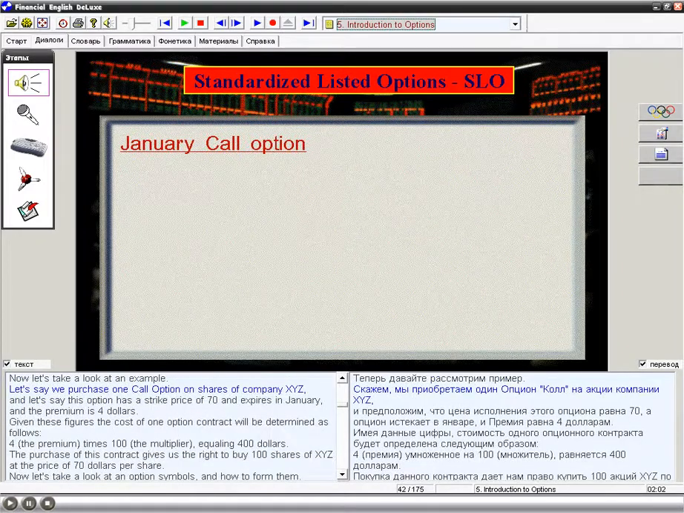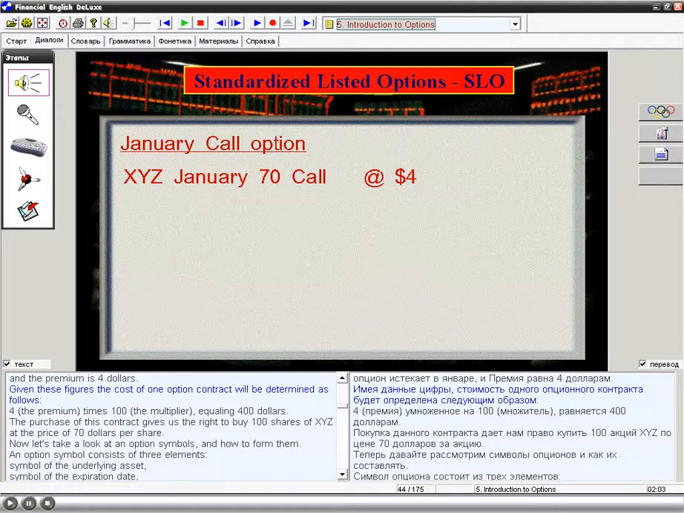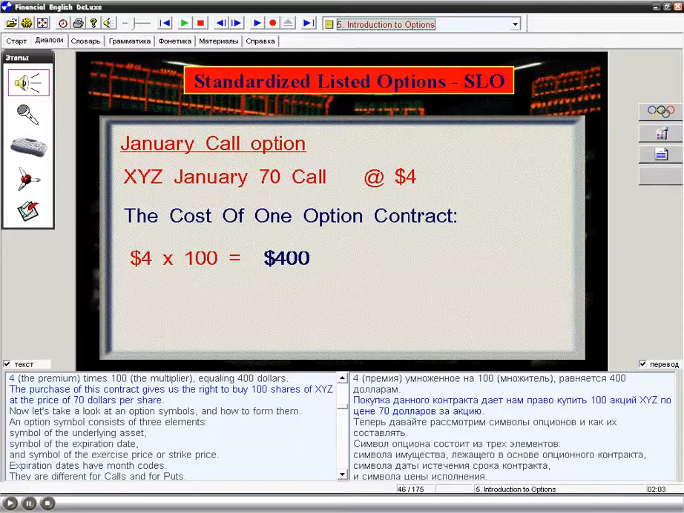Let's say we purchase one call option on shares of company XYZ. And let's say that this option has a strike price of $70 and expires in January, and the premium is $4. Given these figures, the cost of one option contract will be determined as follows: 4, the premium, times 100, the multiplier, equaling $400. The purchase of this contract gives us the right to buy 100 shares of XYZ at the price of $70 per share.